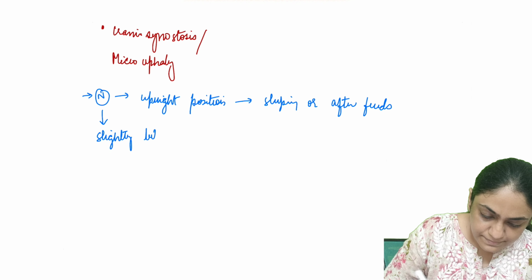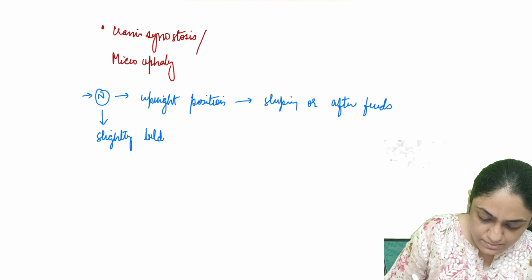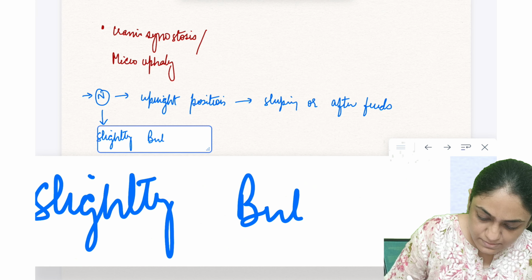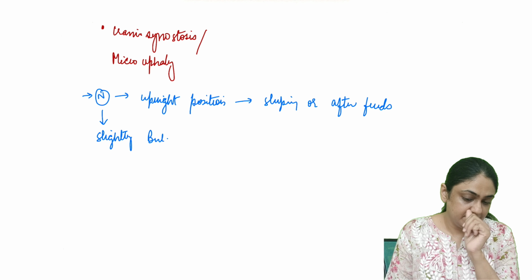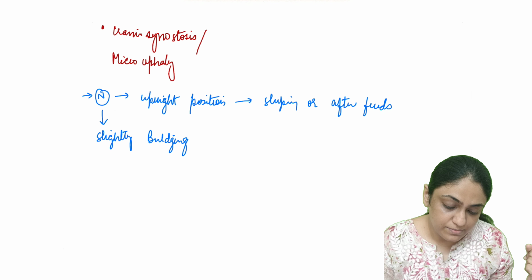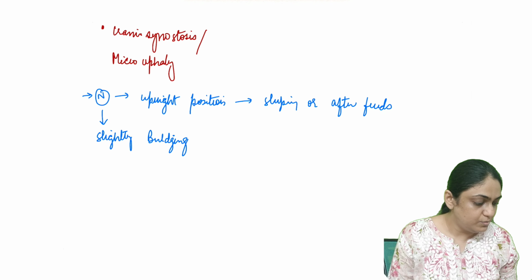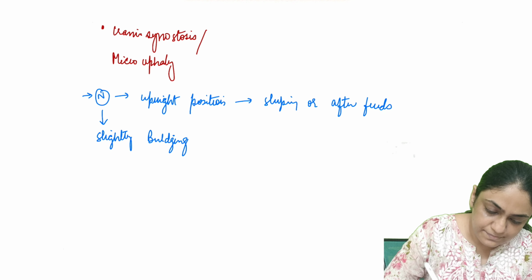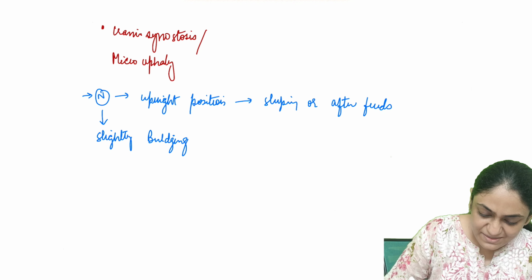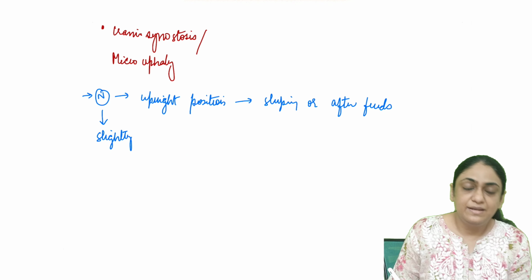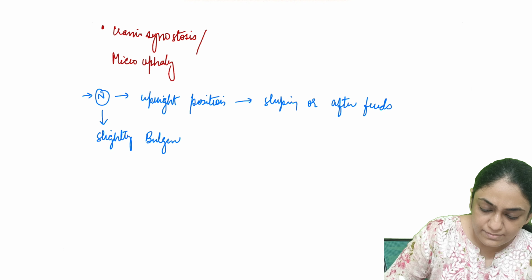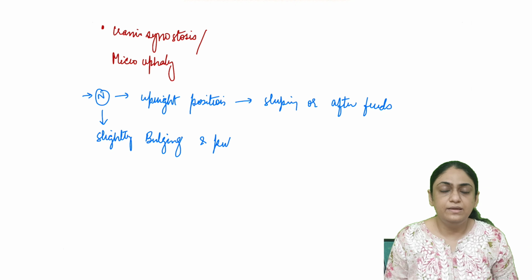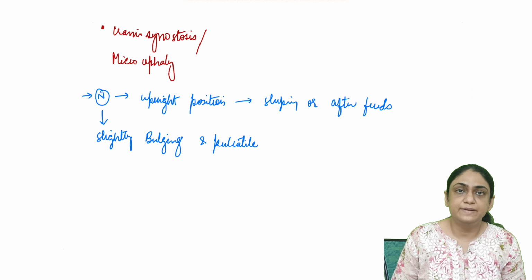I don't know whether the spelling is right or wrong. It seems wrong to me. I think there will not be any D. Slightly bulging. So normally it is slightly bulging and pulsatile. Normally anterior fontanelle is slightly bulging as well as pulsatile.